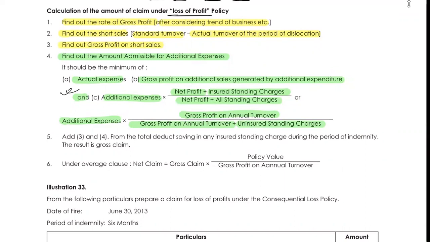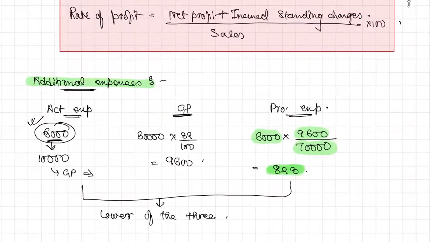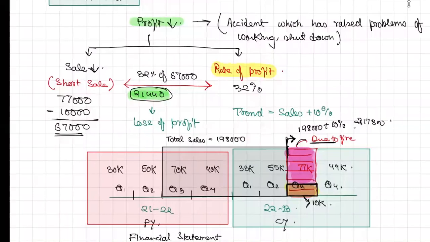Now see, add 3 and 4. From the total, deduct saving in any insured standing charges during the period of indemnity. The rest is gross claim, same as what we did. We did it a long time ago. It should have been 77K and we are able to do 10K, so our short sales was only 67K.